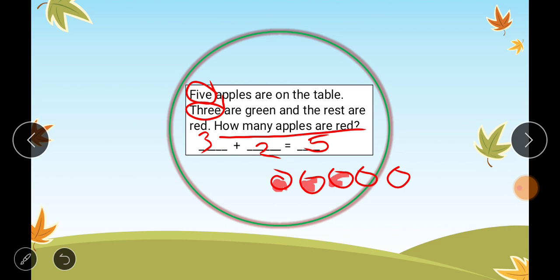Now if you want to count with your fingers, what do we do? You count up from 3 to 5. When you get to 5, you stop. So let's go. 3 in my mouth, 4, 5. How many numbers did you count up to 5? 2 numbers. How many fingers do you have held out there? 2 fingers. So our missing addend is 2.